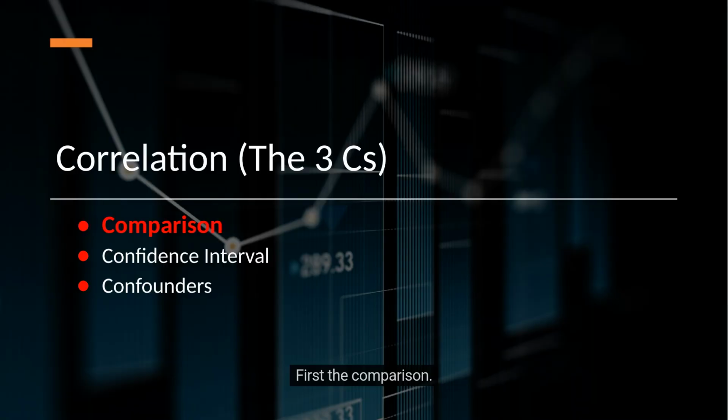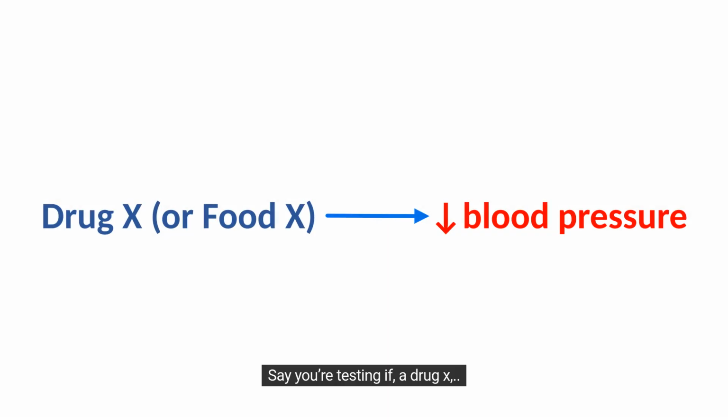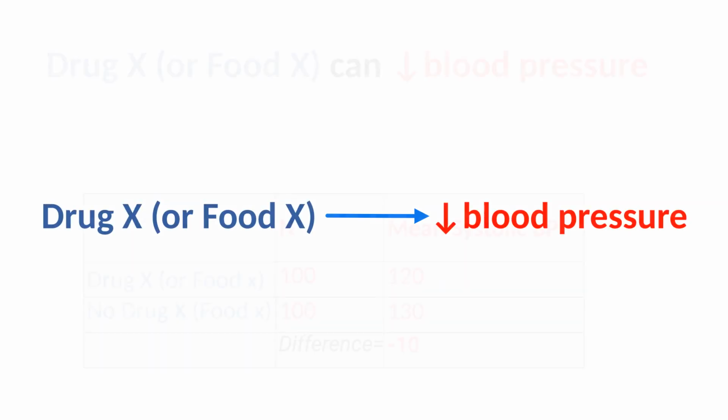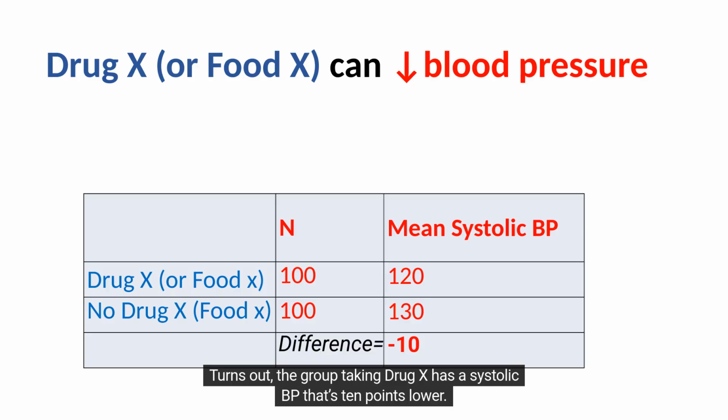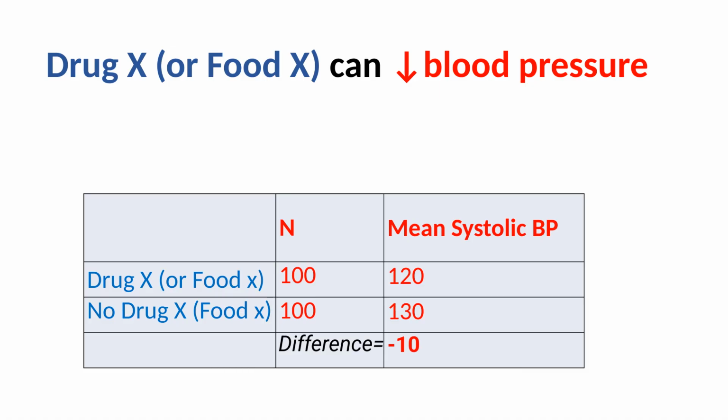First, the comparison. Say you're testing if a drug X or a food X can lower blood pressure. You run your experiment and collect the data. Turns out, the group taking drug X has a systolic BP that's 10 points lower. Not bad, but before celebrating, let's see if this difference is real or just random luck.